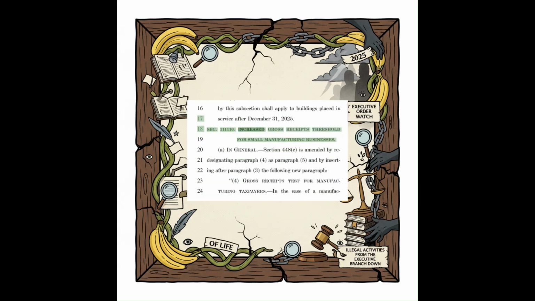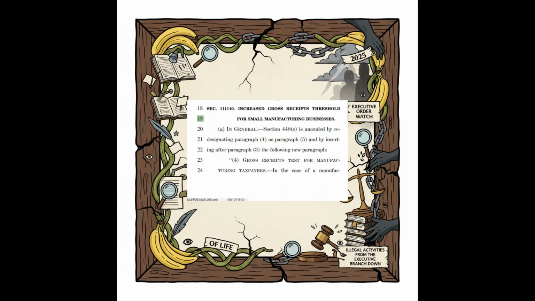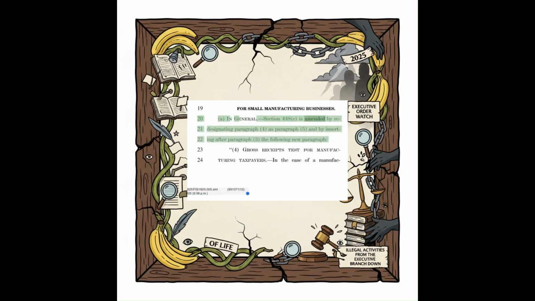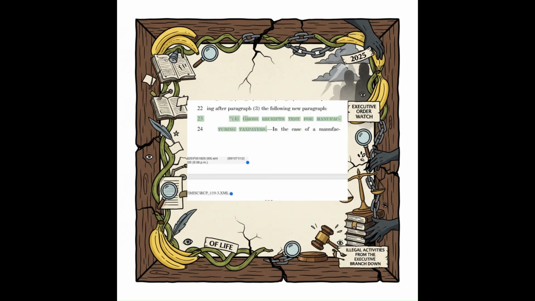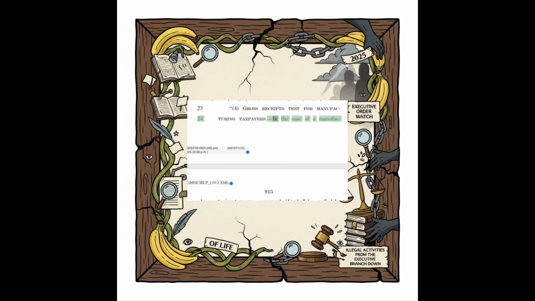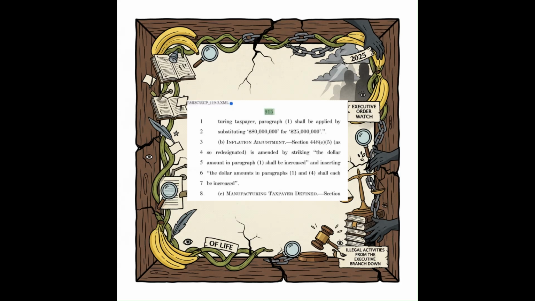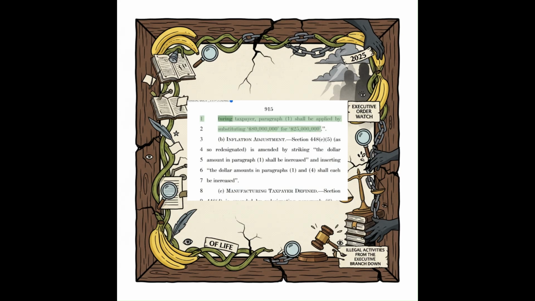Increased gross receipts threshold for small manufacturing businesses. Section 448 is amended by redesignating the paragraph and by inserting after the paragraph the following new paragraph. Gross receipts test for manufacturing taxpayers. In the case of a manufacturing taxpayer, the paragraph shall be applied by substituting $80 million for $25 million.